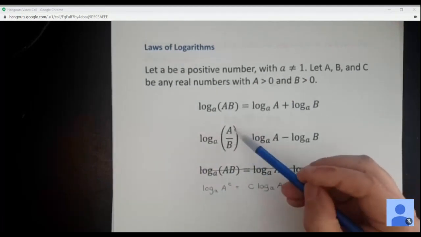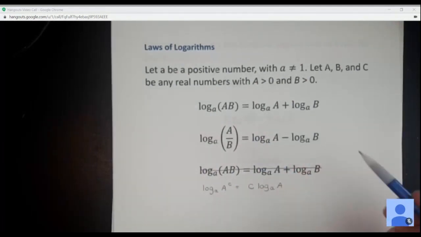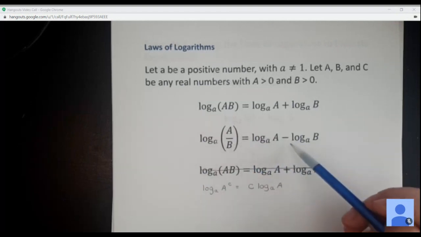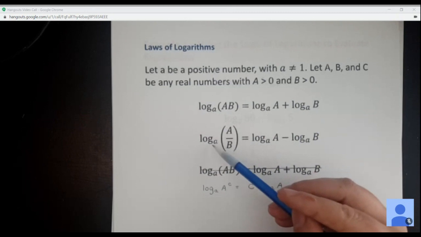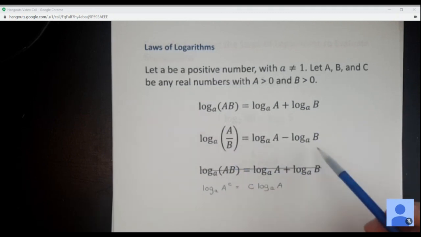If I have division inside of a logarithm instead, when I split that up, it's just going to become subtraction. Okay, so we're going to end up with a base A log of A minus the base A log of B. And so that's what we can do if we're expanding this out or splitting this into multiple logs.